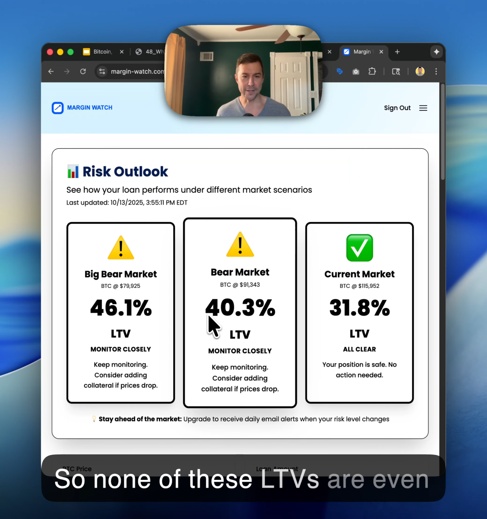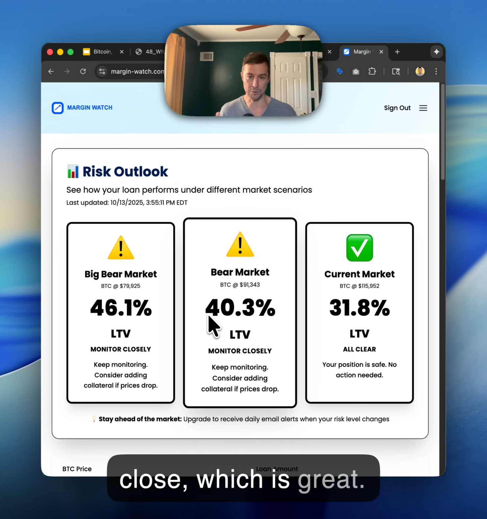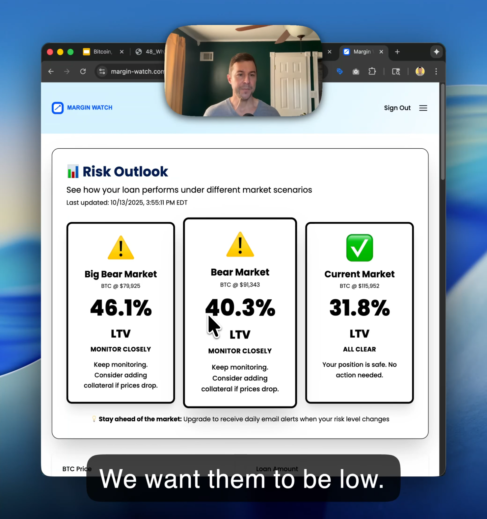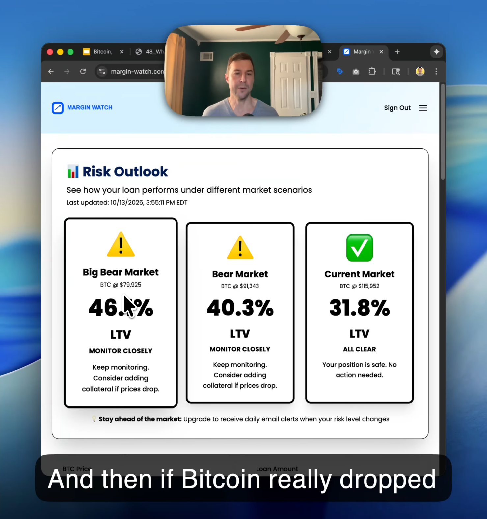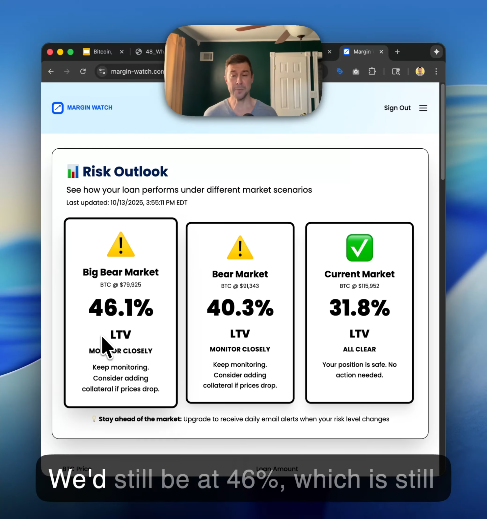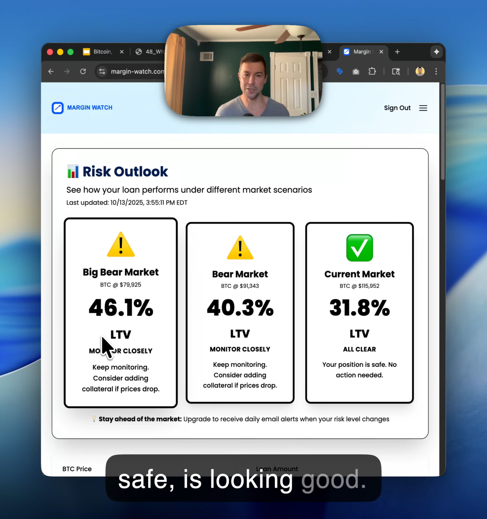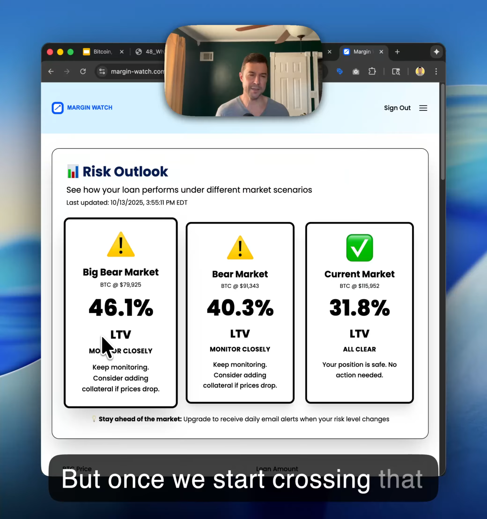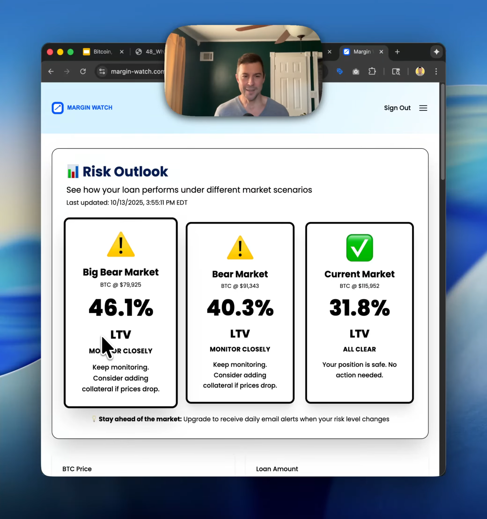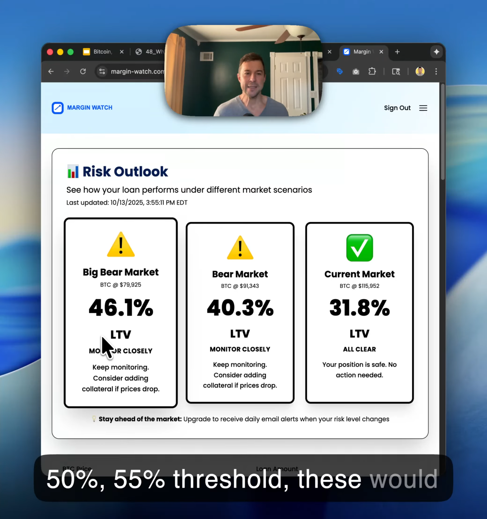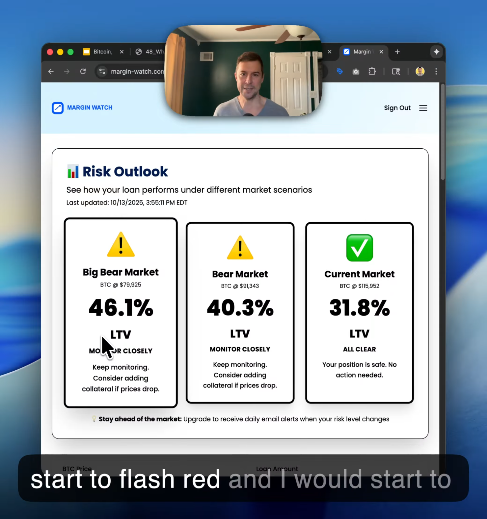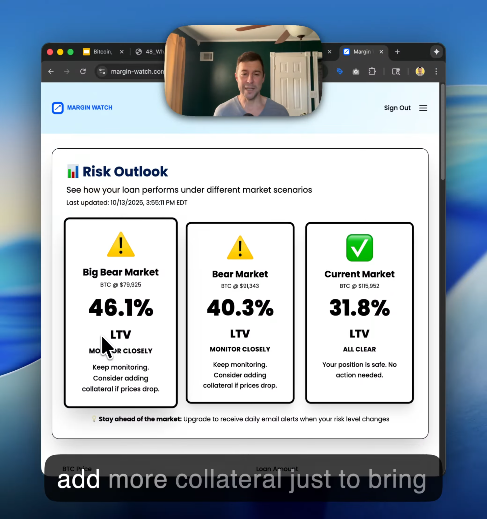So none of these LTVs are even close, which is great. We want them to be low. And then if Bitcoin really dropped around $80,000, it'd still be at 46%, which is still safe, looking good. But once we start crossing that 50%, 55% threshold, these would start to flash red, and I would start to add more collateral just to bring that down.